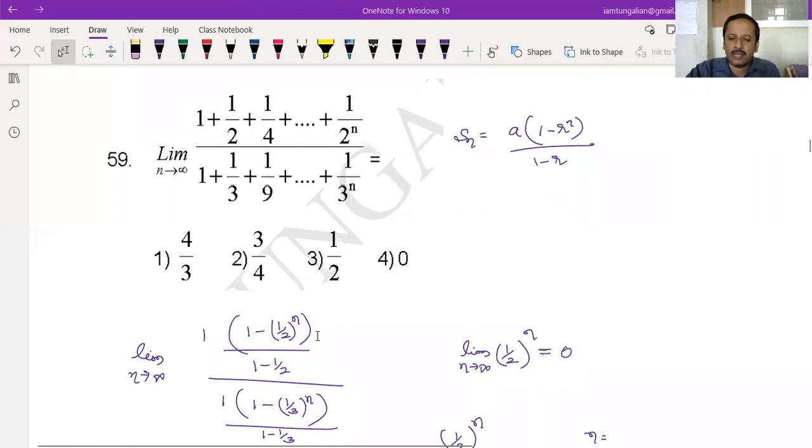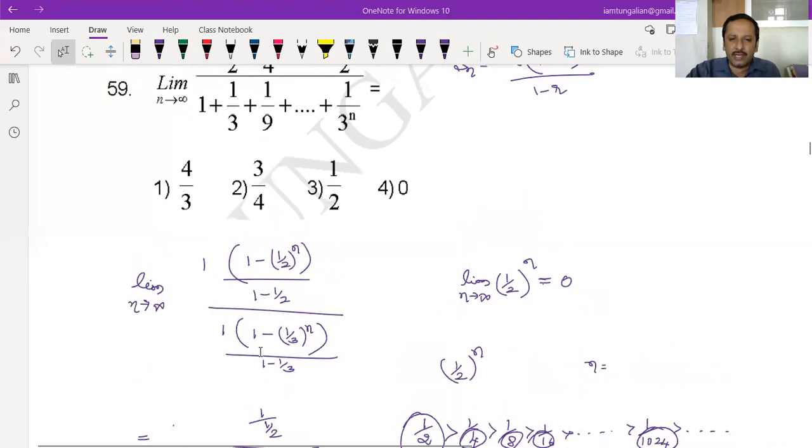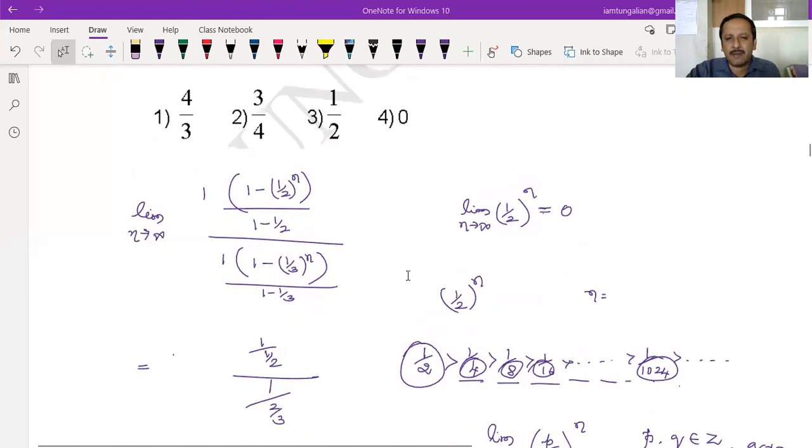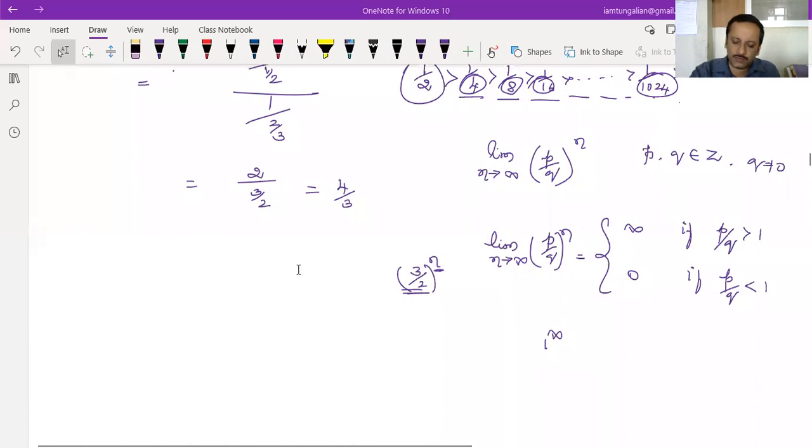So a into 1 minus r power n, 1 minus 1 by 2 whole power n, divided by 1 minus r, that means 1 minus 1 by 2, divided by a into, a is 1, into 1 minus r power n, 1 minus 1 by 3 whole power n, divided by 1 minus r, means 1 minus 1 by 3. Now as the power tends to infinity, 1 by 2 whole power n becomes 0. Similarly, 1 by 3 whole power n will also become 0. Then simplification will give you 4 by 3. This is one way of solving this problem.